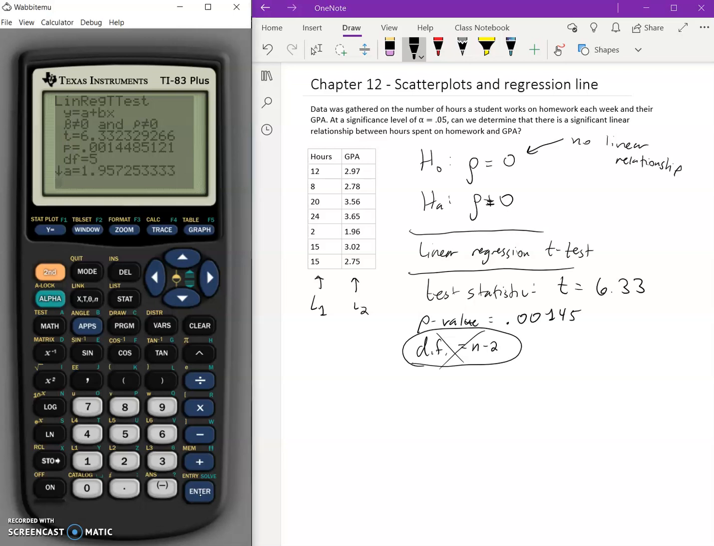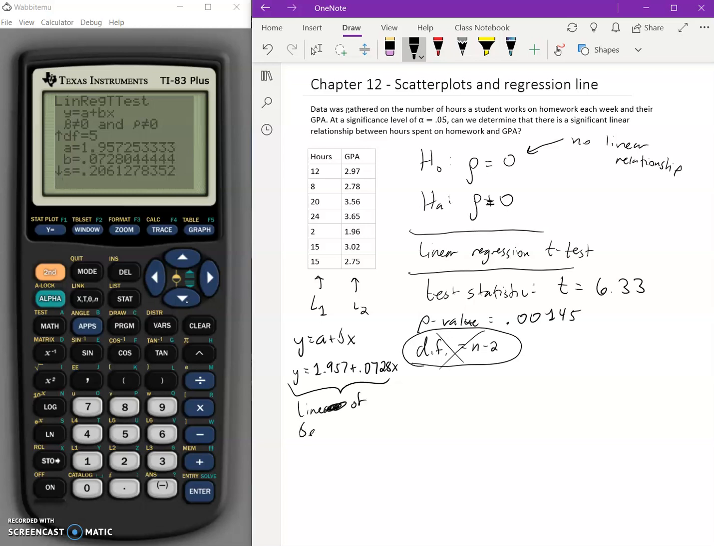And then also, if you scroll down, you see some other things that we should be aware of. So for instance, A and B, we've seen that before. So if you look at the very top, you notice that we have y is equal to a plus bx. So if we plug in these numbers, y is equal to 1.957 plus 0.0728x, you notice this is our line, or our linear line of best fit.